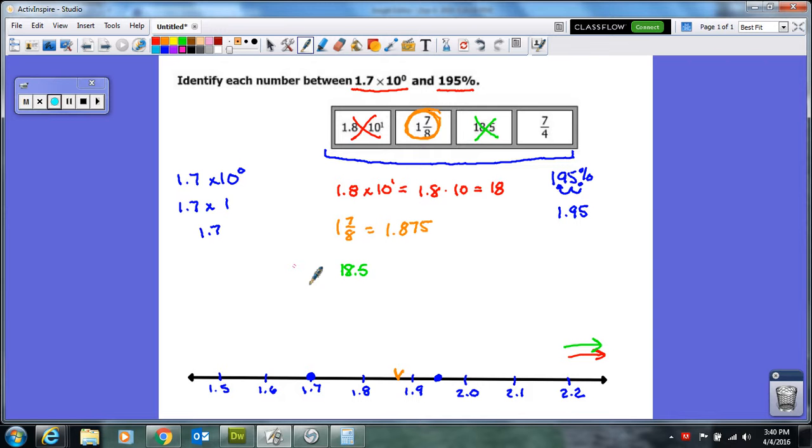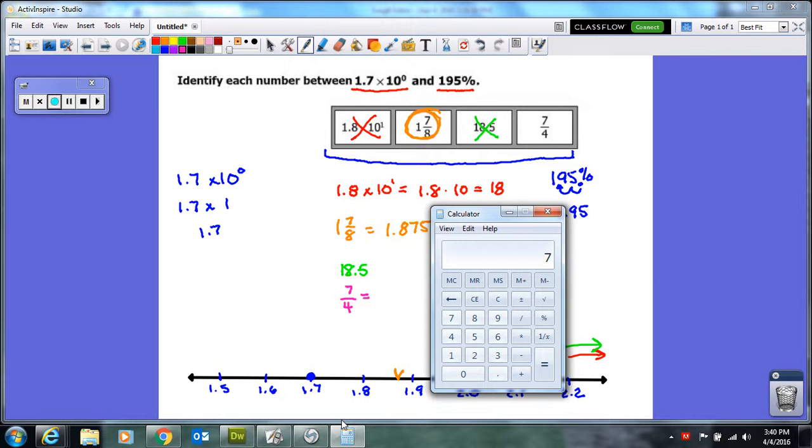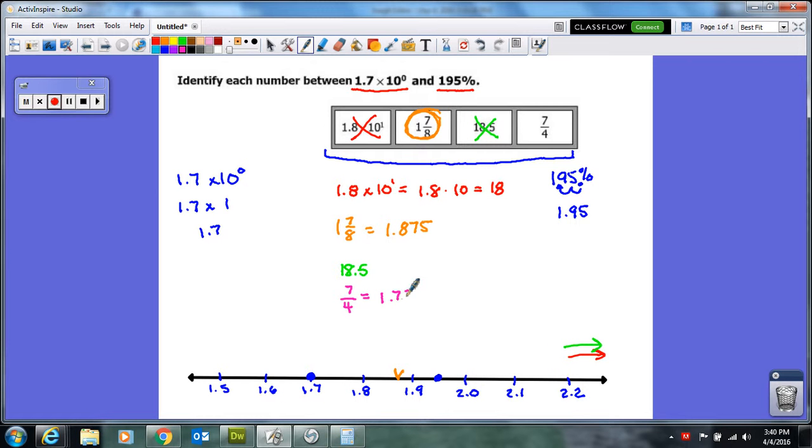And the last one we have here, 7/4. 7/4 converted to a decimal: if I use my calculator and simply divide 7 by 4, we get 1.75. Graphed on our number line, 1.75 falls somewhere between 1.7 and 1.8, in this neighborhood right here, which clearly is between these two blue dots. So 7/4 or 1.75 is another correct answer. So we've identified these two as correct and these two as not correct.